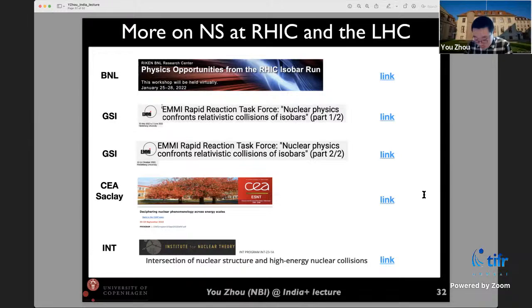So I also want to share with you that, in fact, there are many discussions about nuclear structure at RHIC and the LHC, in particular if we consider the isobar at RHIC between zirconium and ruthenium. And in the past year, there have been many workshops and dedicated meetings on the discussion of nuclear structure in key laboratories, including BNL, GSI, Saclay, and INT. And here are the links to these conferences. If you have interest, please take a look.